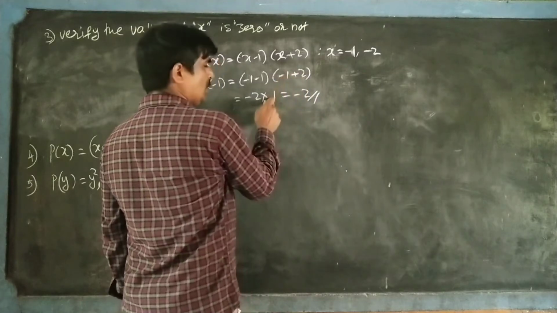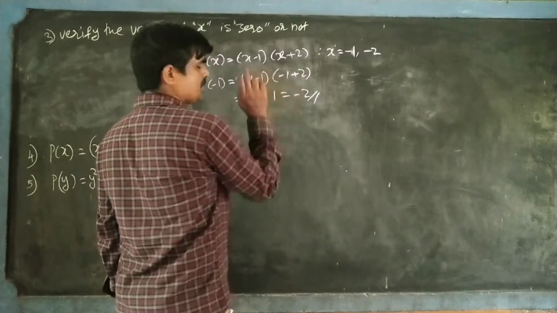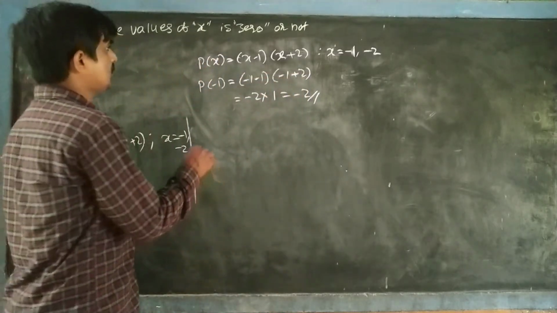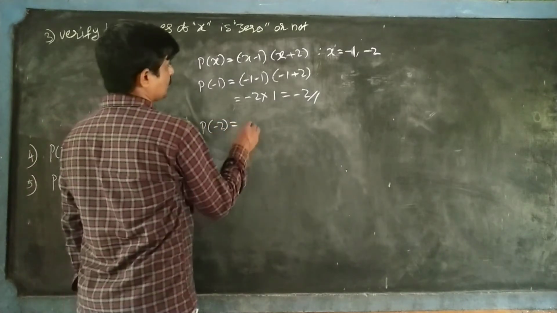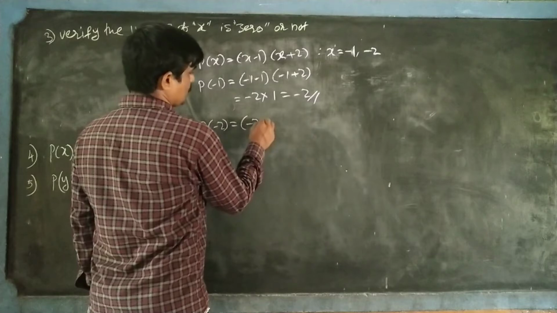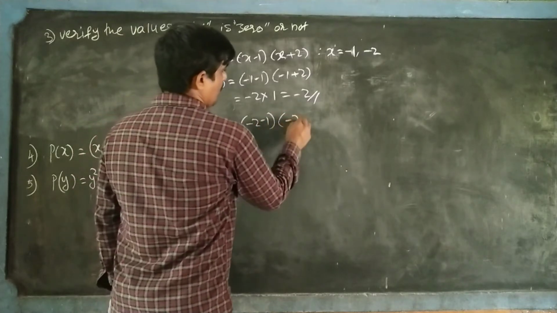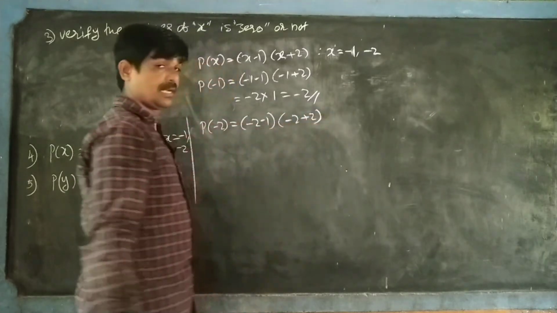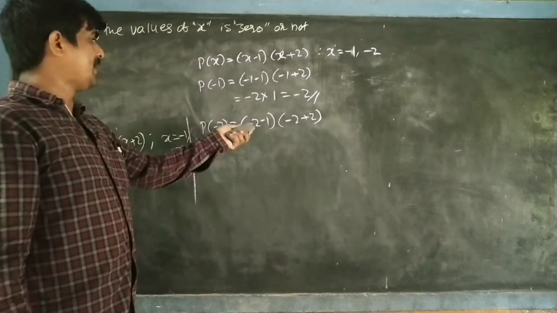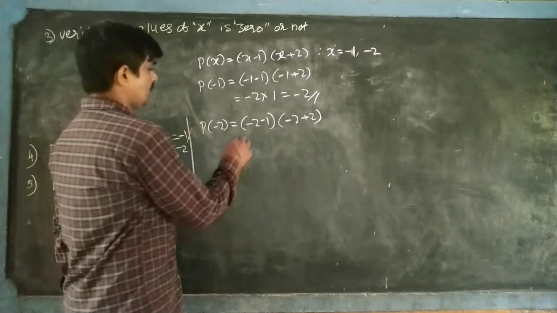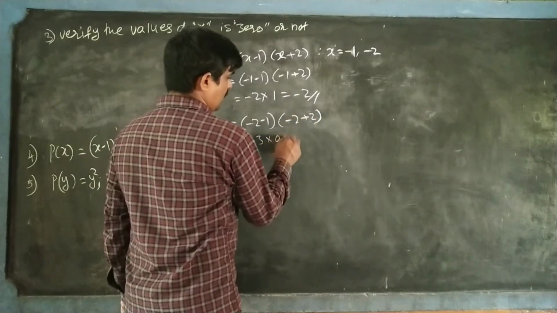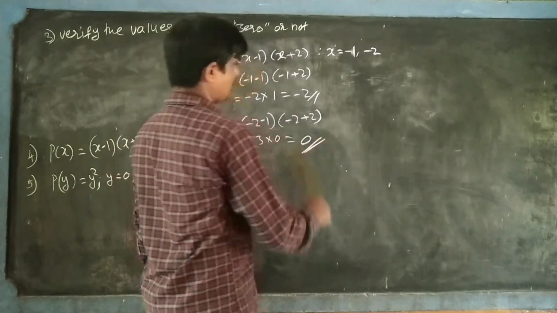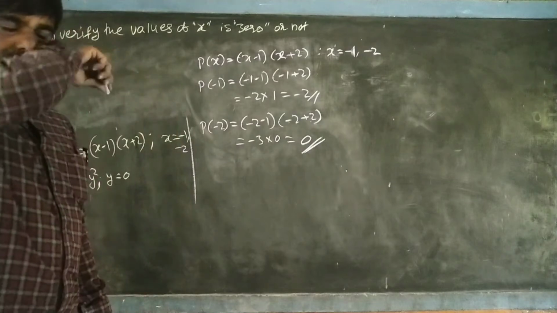2 minus 1, 1 only. So minus 2 into 1, minus 2. Over. Next, P of minus 2. P of minus 2 is equal to minus 2 minus 1 into minus 2 plus 2. Clearly observe, in the place of x I am writing minus 2. That is equal to minus 3 plus 2 minus 2, that is equal to 0. Answer is 0.